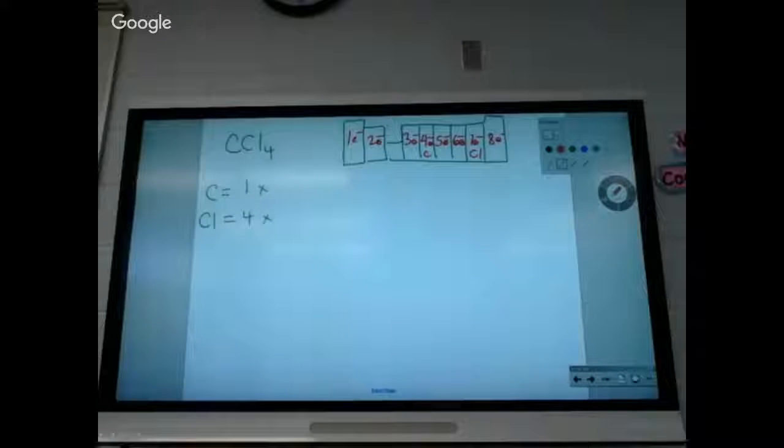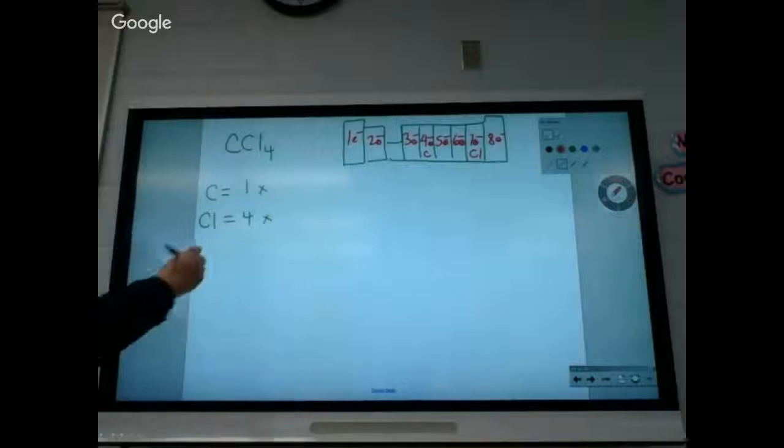Jade, what group is carbon in? Just tell me the group number or the group name. It's in group 14. So how many electrons would it have in the outer shell if it's in group 14? 4. So we're going to write 4 electrons right here.